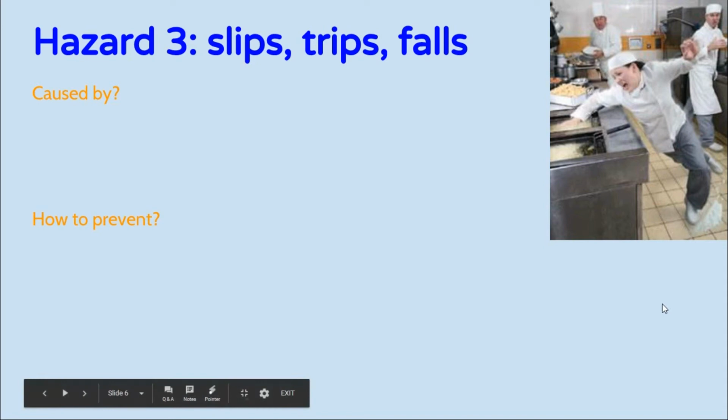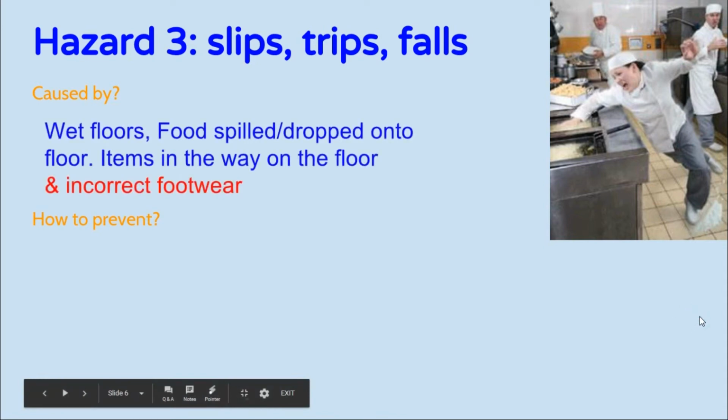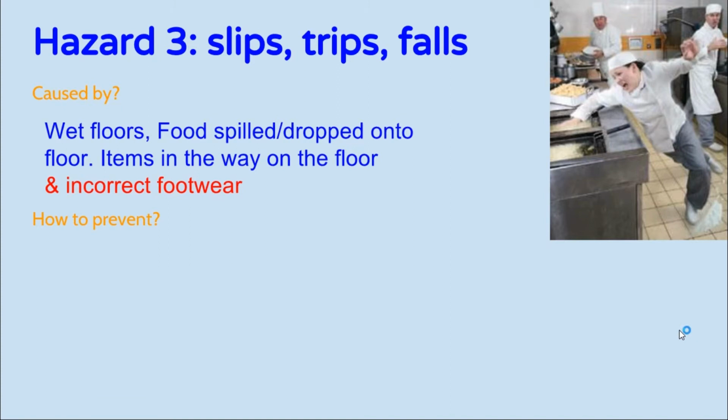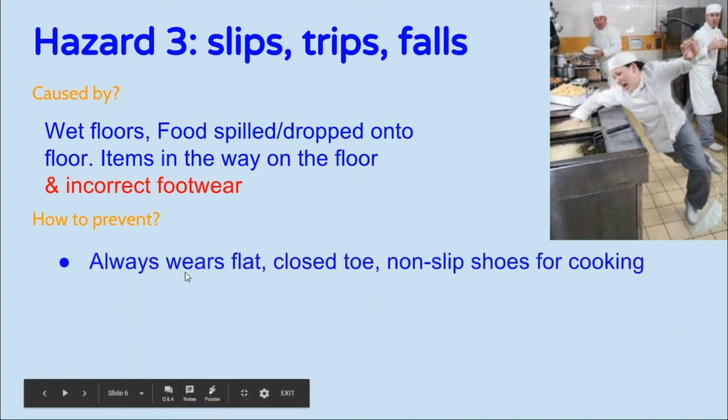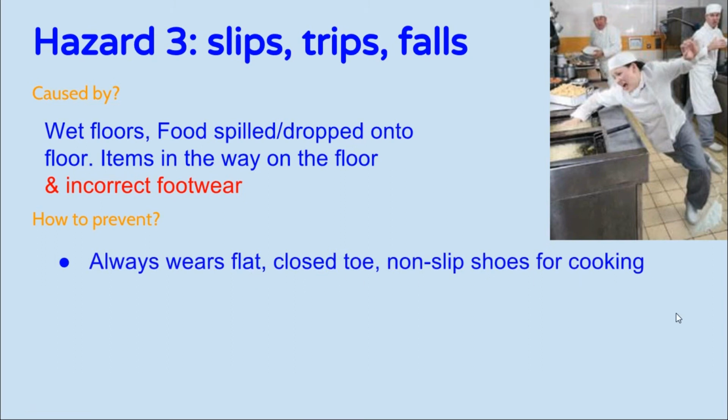Now, slips, trips and falls. This can be caused by wet floors, floors dripped or spilled onto and not being cleaned up straight away, or items in the way on the floor. Incorrect footwear can be a hazard. Shoes should be flat, closed toe and non-slip. This is for cooking in the home, in the school kitchen or in a professional environment.